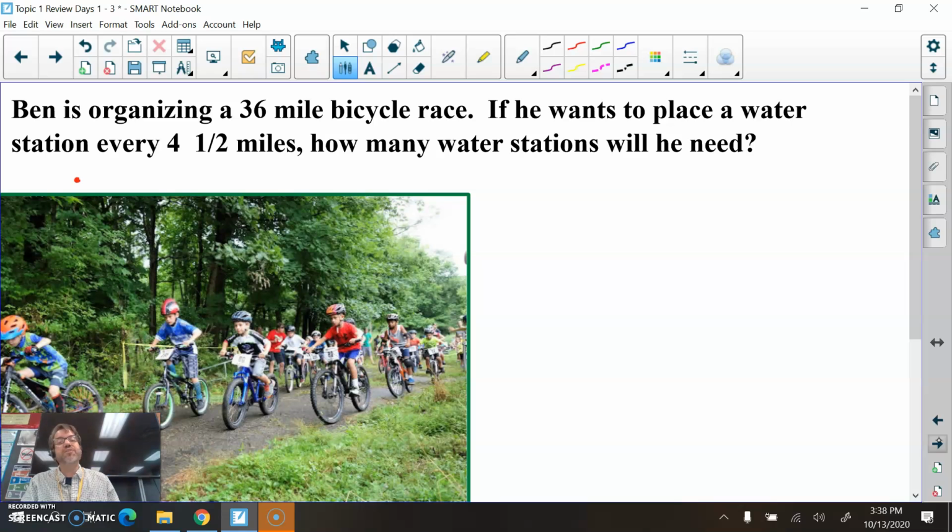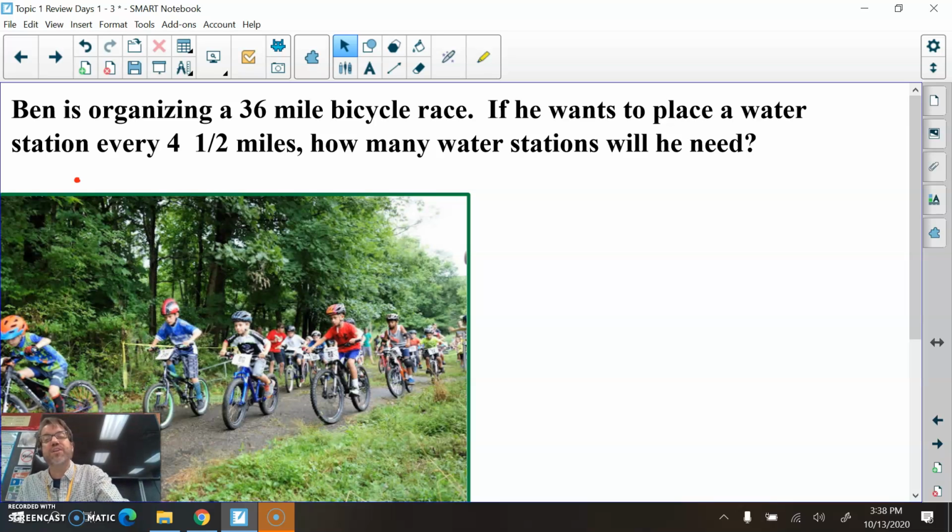Ben is organizing a 36-mile bicycle race. All right? Ooh, and it's off-roading too. That looks kind of fun. If he wants to place a water station every 4.5 miles, how many water stations will he need? This is pretty common in races, especially when you're running, where they'll set up water stations because people get pretty thirsty and sometimes they need to take a break and go get themselves a drink. Okay, so he's doing that in this bicycle race. He's setting up some water stations.